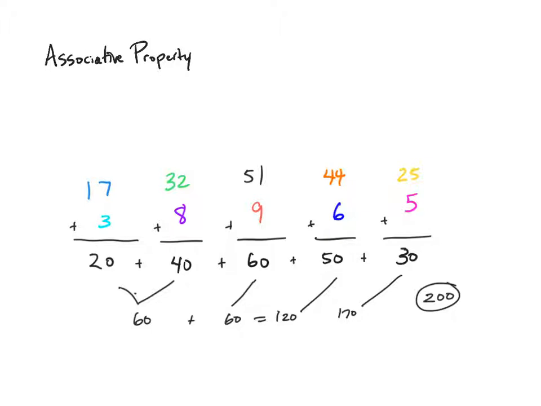So I associated numbers that were going to add up to have a sum of something that ended in 0, some multiple of 10, because adding multiples of 10 is fairly easy to do in my head. In fact, the last step, 20 plus 40 plus 60 plus 50 plus 30, I could have made even easier with the associative property by grouping the 40 and the 60 together, and then also grouping the 20, the 50, and the 30 together, because that would have given me 100 plus 100 equals 200.